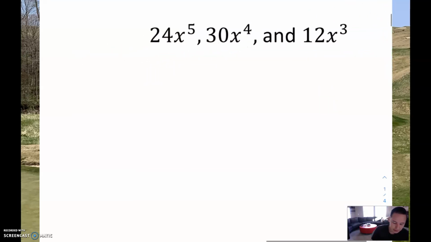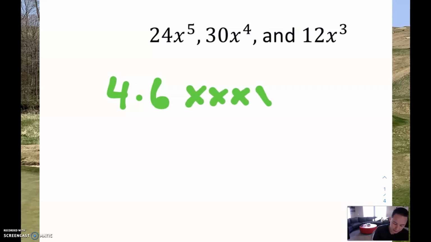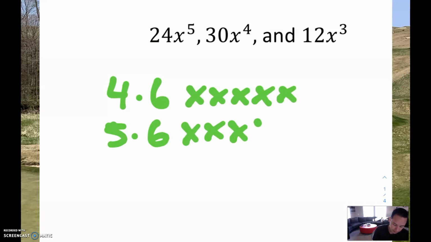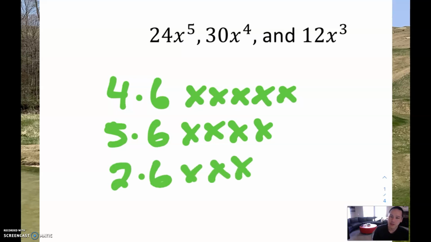So what I'm going to do is rewrite each of these with a 6 in there. So 24x to the 5th is 4 times 6, and then the x to the 5th is 1, 2, 3, 4, 5 x's. The 30x to the 4th is 5 times 6, and x to the 4th. And 12x to the 3rd, 12 is just 2 times 6, and then x to the 3rd. So what I did is I just rewrote all of them with my greatest common factor in there. My 6 is in there. And then I wrote out all of the x's as well.